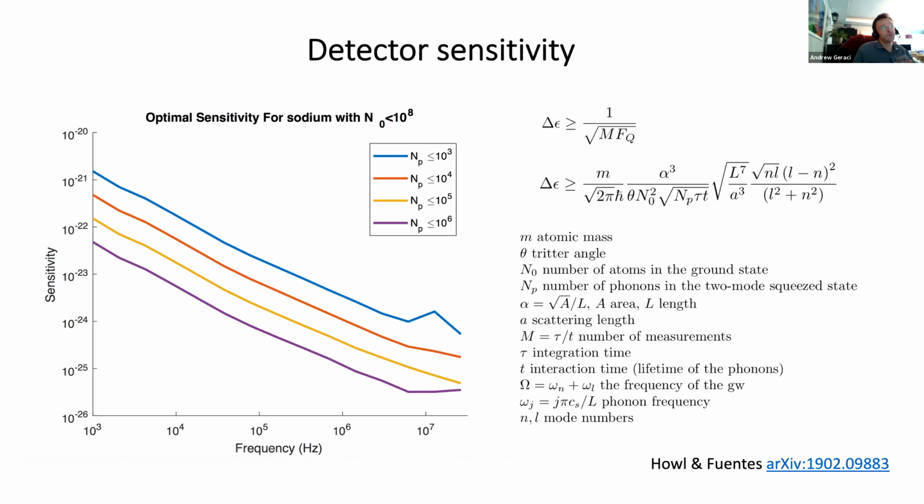In particular, do you have to worry about things like vibration or technical noise, or how about decoherence in the two-mode squeeze state from other kind of decoherence mechanisms? Yes. So, well, let me first answer your first question.